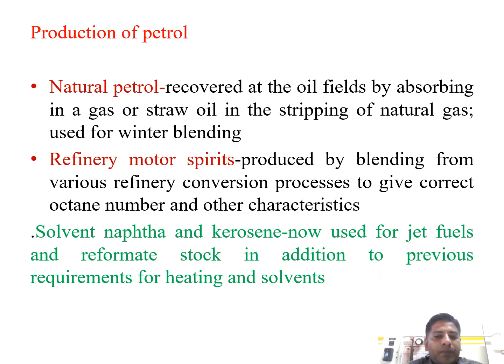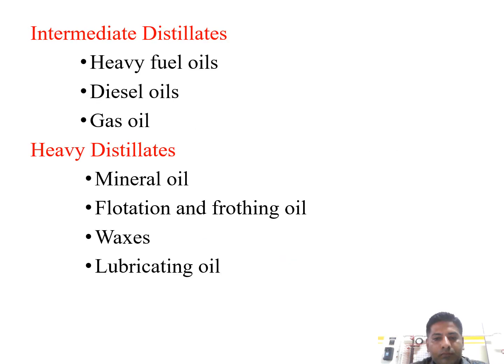There is also solvent naphtha and kerosene, now used for jet fuels and the reformation of reformate stocks, in addition to previous requirements for heating and solvent. Next we see the intermediate distillate. First one is the heavy fuel oils, diesel oils, gas oils at low. Next, heavy distillate. There is an intermediate distillate, and compared to the heavy distillate: mineral oil, flotation and floating oil, wax, lubricant oil, etc.